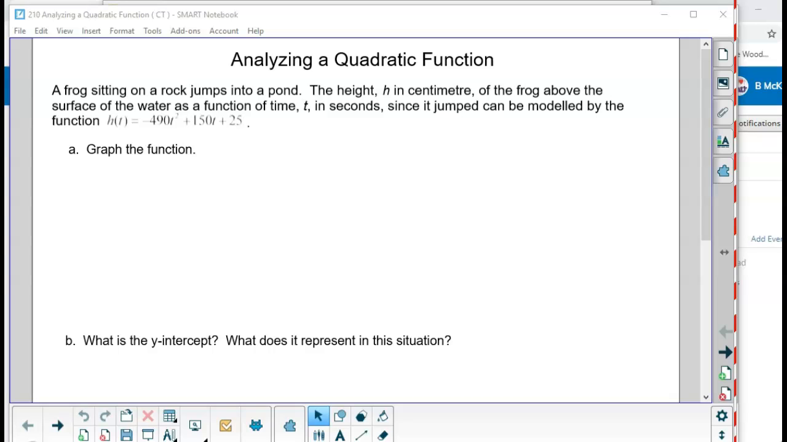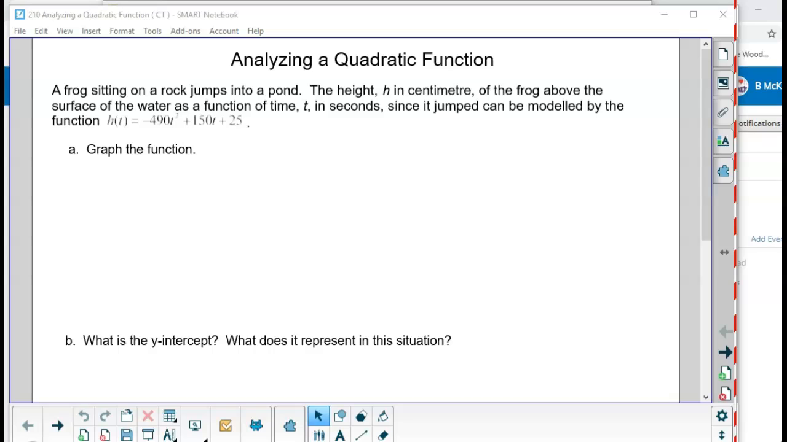All right, so this is another application question. We're going to use our calculator for this because we haven't learned all the properties and how to algebraically determine them. So it says a frog sitting on a rock jumps into a pond. The height h in centimeters of the frog above the surface of the water as a function of time in seconds since it jumped can be modeled by that function.